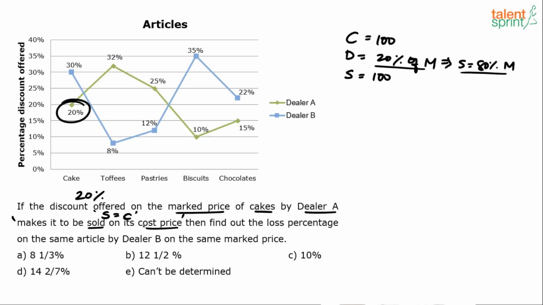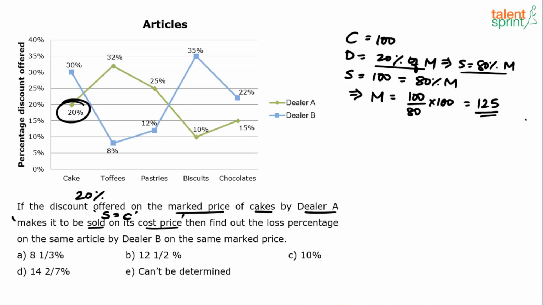But then I know that selling price is equal to cost price. So selling price should also be 100, same as cost price. But this 100 can be equated with 80% of marked price. So what is the marked price? The marked price here will be 100 by 80 into 100. It comes out to be 125.